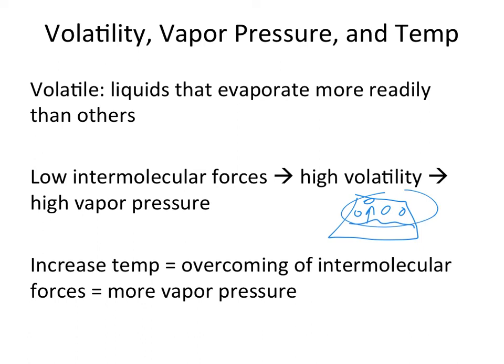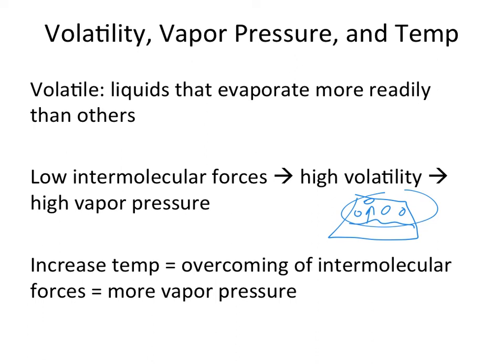If we increase the temperature of the container that has that liquid in it, we're going to have an easier time overcoming intermolecular forces. And if we have an easier time overcoming intermolecular forces, we're going to have even more vapor pressure. So basically, your volatility is related to the weakness of your intermolecular forces. The weaker they are, the more volatile you're going to be. The more volatile you're going to be, the higher the vapor pressure of that specific substance. And so that's going to be specific to different types of materials.